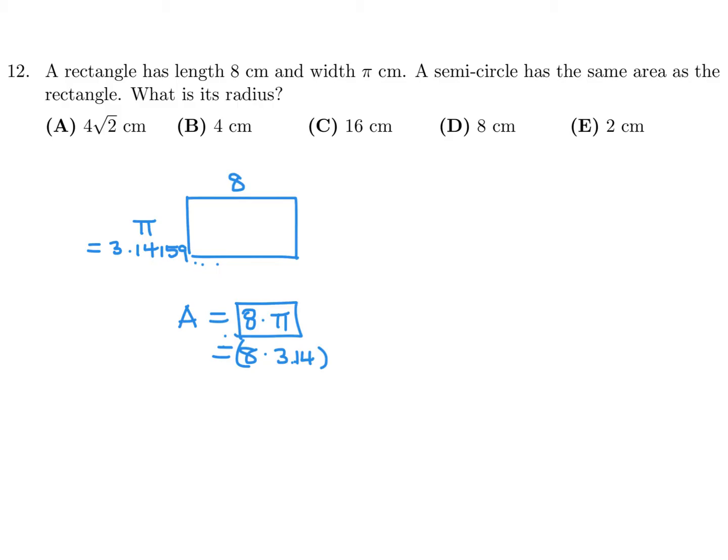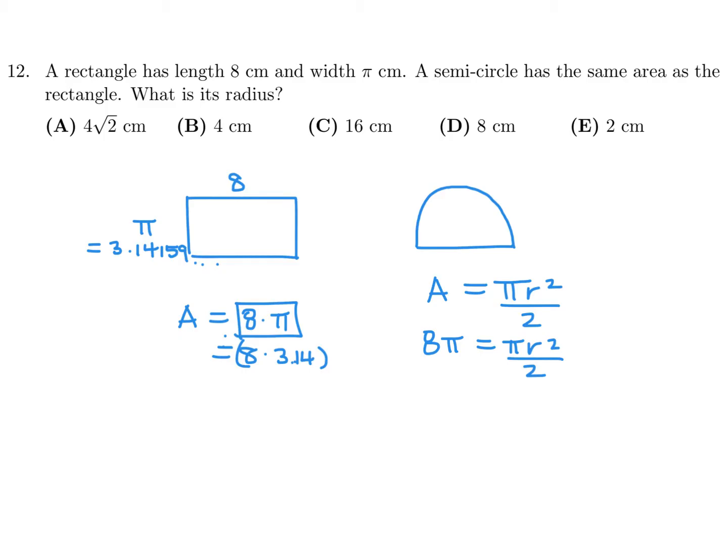Okay, so then let's draw a semicircle, approximately like that. The area of a semicircle would be pi r squared divided by 2. And they're saying this area is the same as the rectangle, so this area is 8 pi. This is the math that will allow us to figure out the radius of the semicircle. The pi's cancel from both sides, as expected. There you get r squared is 16, so therefore r is 4. And therefore, number 12, the answer is B.